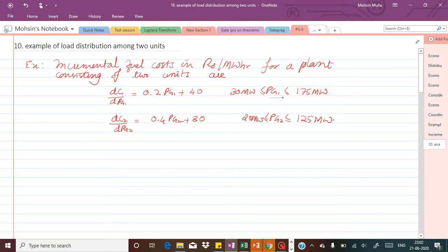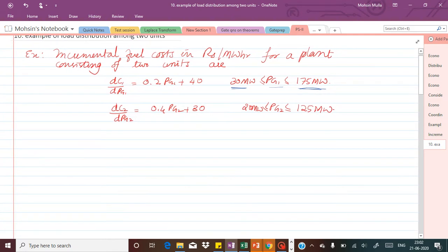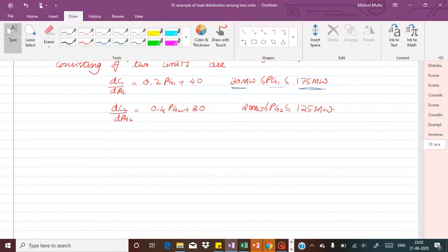Here Pg1 has a minimum and a maximum value. It can generate a minimum of 30 megawatt and a maximum of up to 175 megawatt. Similarly, the incremental cost equation for plant 2 is 0.4 Pg2 + 30, and generator 2 can generate between a minimum of 20 megawatt and a maximum of 125 megawatt. So here we have to obtain the economic load distribution between the two plants.